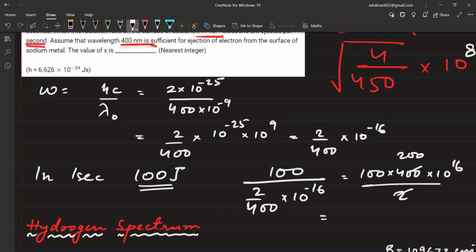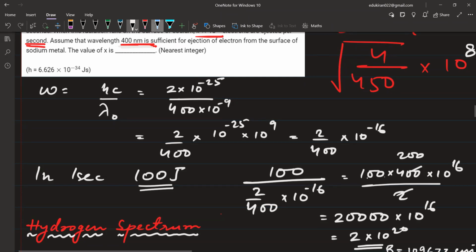So 200 into 1 कितना हो जाएगा? 200 into 10 to the power 16. This will be equal to 2 into 10 to the power 20. सही है? So what will be the value of x? X की value आएगी 2.